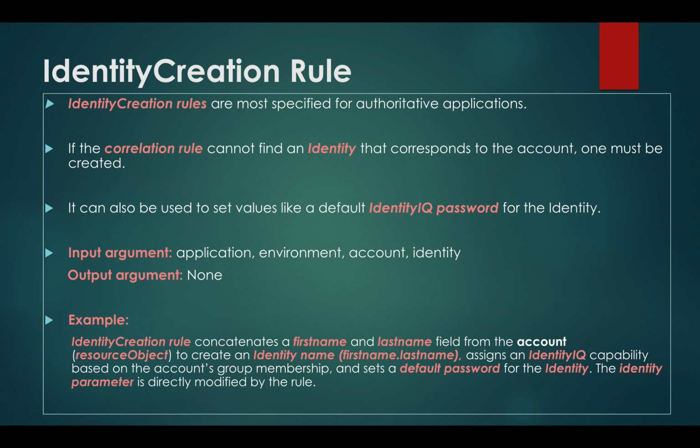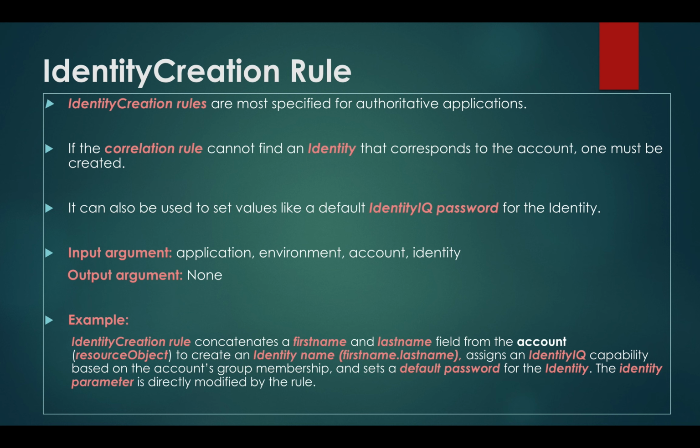So let's move on to the identity creation rule. Identity creation rules are mostly specified for authoritative applications only. If the correlation rule cannot find an identity that corresponds to an account, then one must be created. So this is where the identity creation rule is used. Besides that, it can also be used to set a default IdentityIQ password, or a default email for that identity. For this, the input arguments are application, environment, account, and identity, and the output is none.